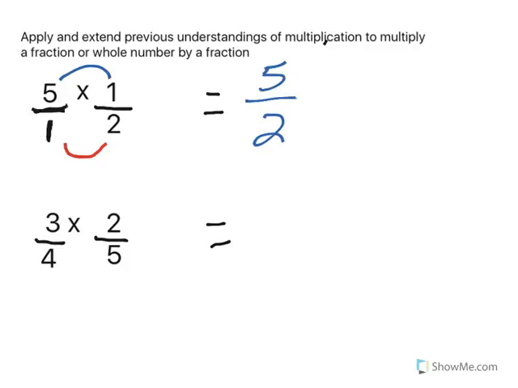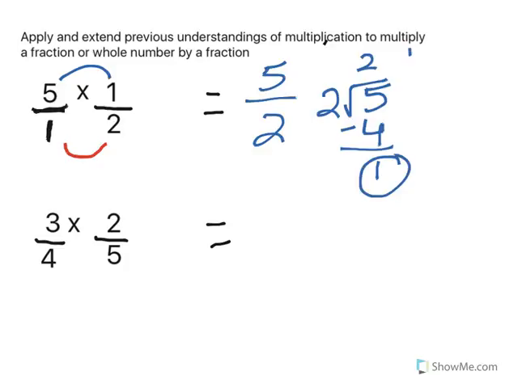Since we know about our division rule, we can turn this into a mixed number. So 5 in the doggy house, 2. 2 goes into 5 twice. Subtract the 4 from the 5 to get 1. So our remainder is 1, and we put that over our same denominator. So our answer is 2 1/2.